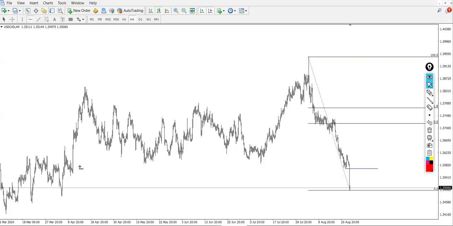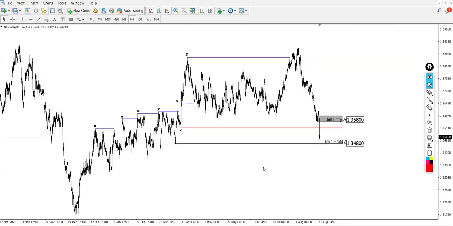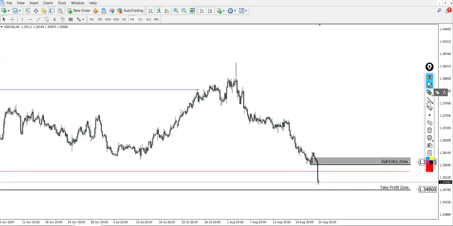Good. And then let's see here. This is the 1.3480 institutional level. That can be another area of interest as we look for where to take profit. All right, good. So basically, let me zoom in like that. Good. We want to see this happening right there.